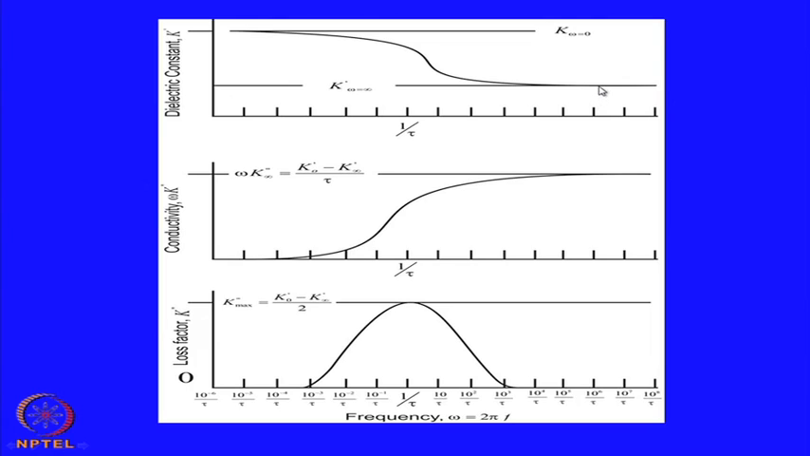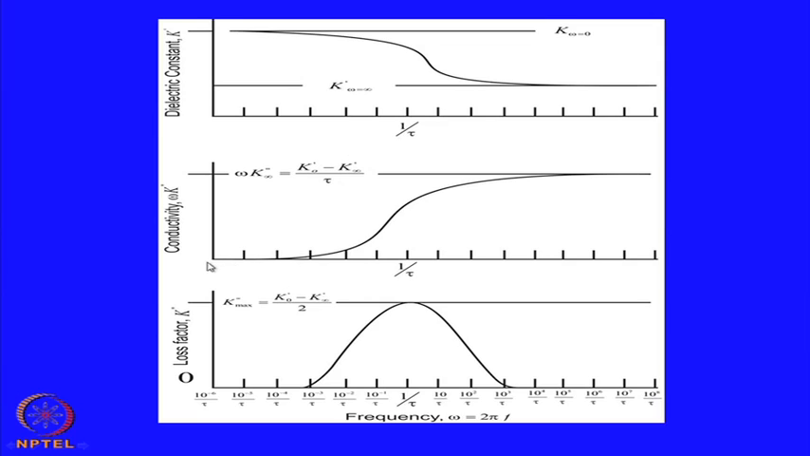So, this is the high frequency value and this is the low frequency value. So, there is a frequency independent region, then there is a transition, and then once again a frequency independent region. This is a very general characteristic of any dielectric so far as the frequency dependence is concerned.